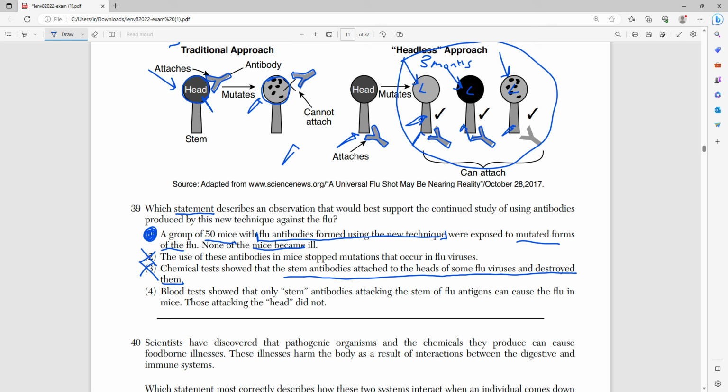4 says blood tests show that only stem antibodies attacking the stem of flu antigens can cause the flu in mice. Those attacking the head did not. This is completely wrong. This is the opposite. This is saying that those antibodies make them more sick, right? So number 1 is really the only choice that says that the antibodies work as intended, that they work despite mutations in the flu, right?